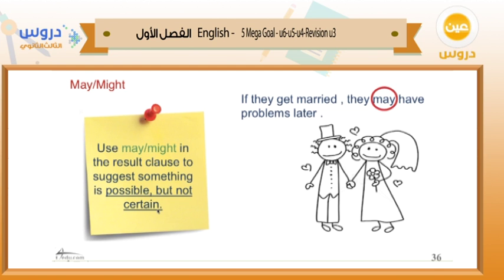Okay, so we have 3 cases for if clauses or conditional sentences that indicate the cause and result. If the result is a fact and happens in the present, we have to use the present simple form in both clauses. And if the result is a fact and it will happen in the future, we have to use the present simple in the if clause and the future in the result clause. And number 3, you aren't sure about the result, but it's possible to happen in the future, so you have to use may and might in the result clause, okay?